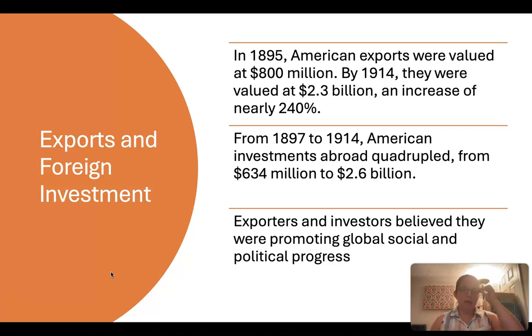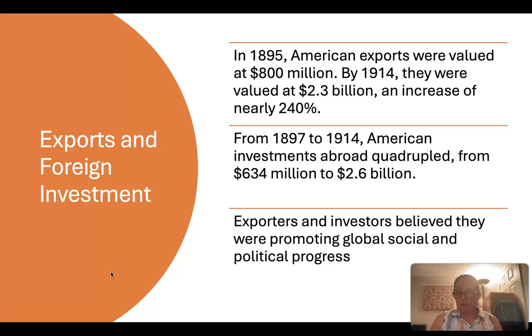In 1898, Senator Albert Beveridge put it this way. He said, "American factories are making more than the American people can use. American soil is producing more than they can consume. Fate has written our policy for us. The trade of the world must and shall be ours."